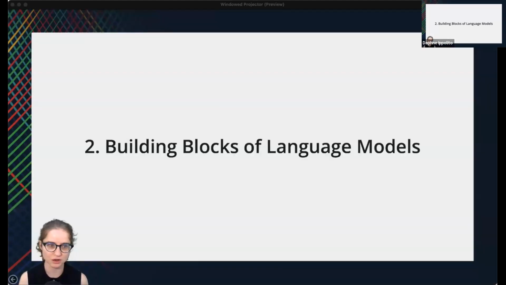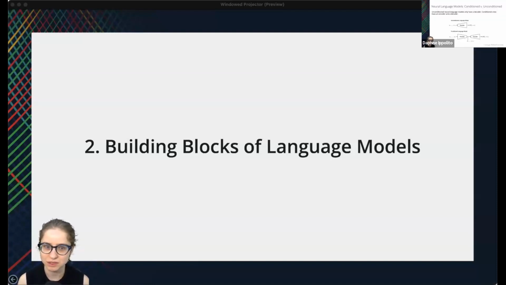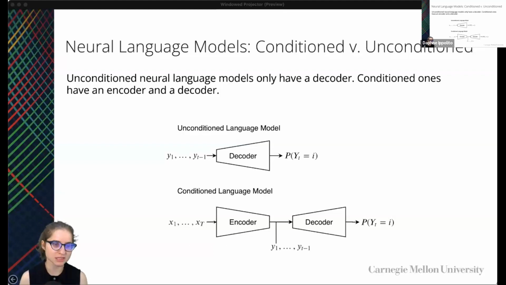All right, so we're going to move on and talk about the building blocks of language models. In these pictures here, I'm showing what the neural network kind of looks like. So you can think of these trapezoids I've listed as encoder and decoder as neural networks. There's some neural network in there. And so if you're doing an unconditioned language model, you have just a decoder, and we call this a decoder because it decodes a probability for the next token in the sequence given the previous tokens.